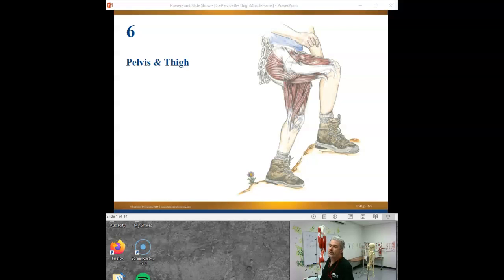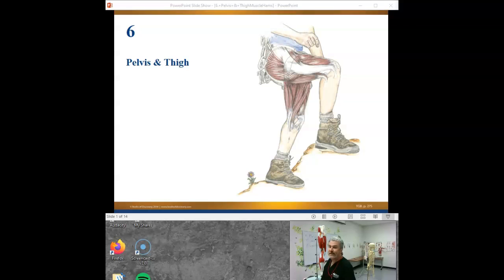So what would the action of the short head of the biceps femoris be, Miss Monreal? To, hold on, I'm picturing it in my head. To medially rotate the knee? No? What would its main action be? It crosses over the knee. What's it going to do to the knee when it contracts? It's on the back side of the leg. Well, it's going to flex the knee, right? Yeah, knee flexion.